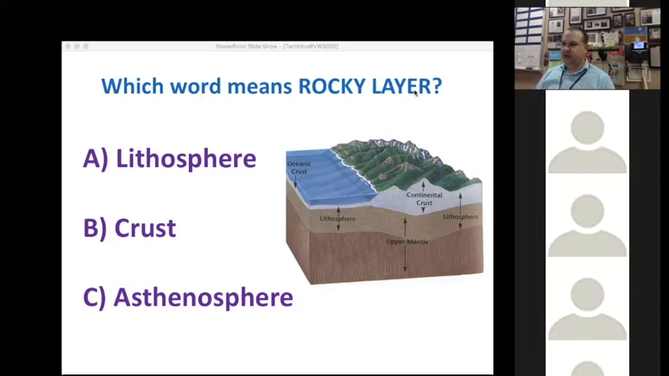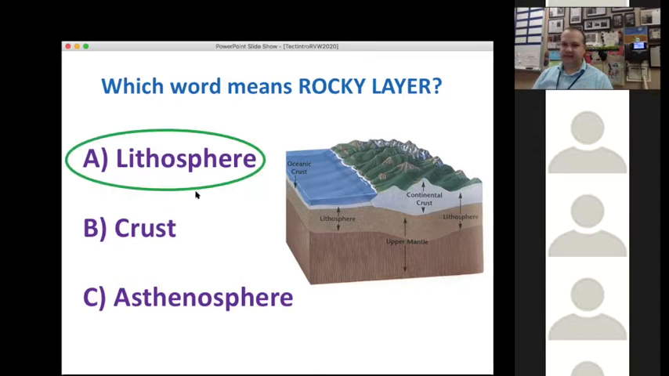Which word means rocky layer? A, lithosphere, B, crust, or C, asthenosphere? All right, the correct answer for this one is A, lithosphere. Lith means rock, sphere means layer, rock layer, rocky layer. If we look at the picture, the lithosphere is the hard plate, the top. We've got the crust and part of the upper mantle. Crust and upper mantle, rocky layer.